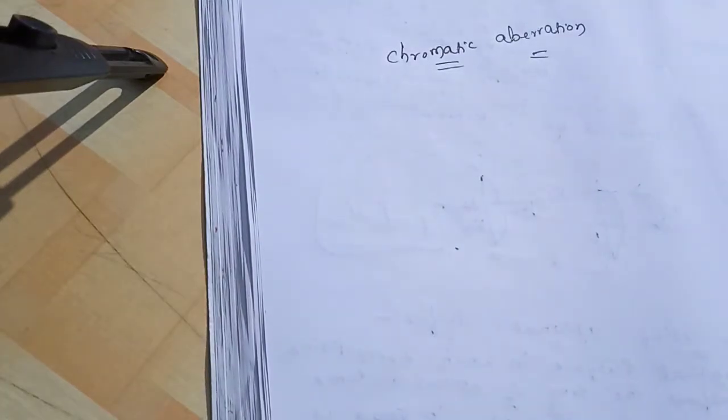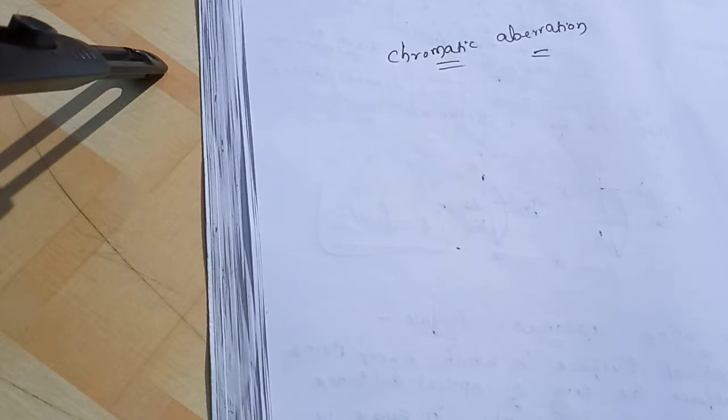Everybody. So today's topic is about chromatic aberration. Do you know what is aberration? The defect produced in the image, that we call it as aberration. Defect means how it will form. If we take an object, when we illuminate the object with a white light or monochromatic light, if we use a convex or concave lens, that lens will form the image of the object.